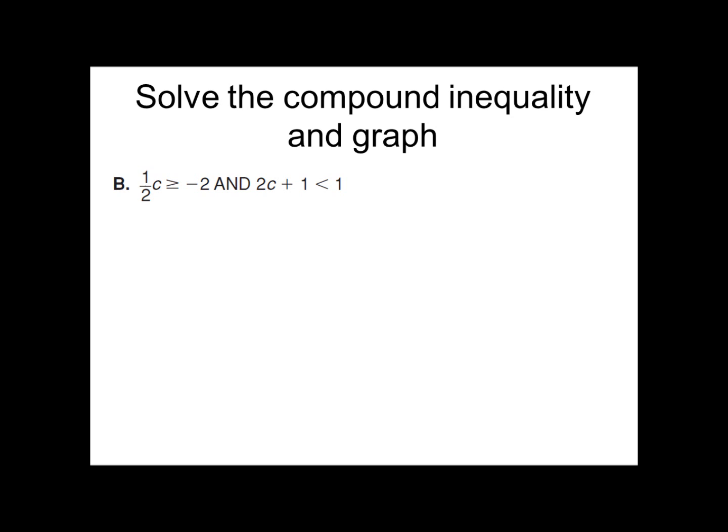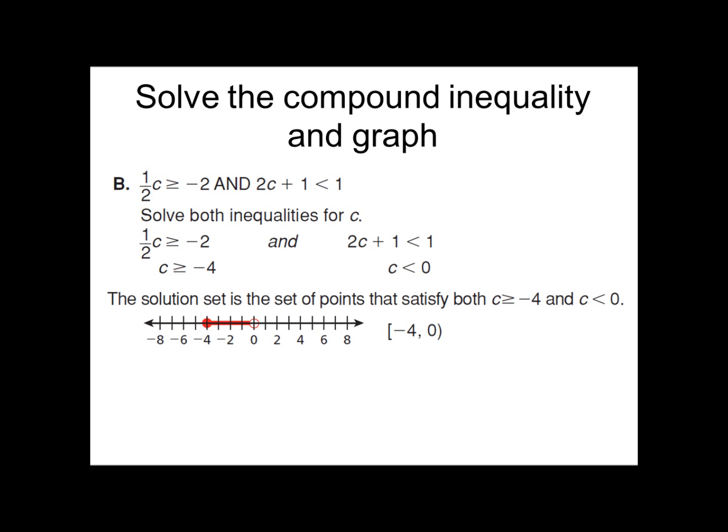Let's try a conjunction this time. Two inequalities, separated by the word and. We're still going to solve them separately. In the first one, we'll multiply by the 2 to get c is greater than or equal to -4. In the second inequality, we subtract over the 1 and divide by 2 and get c is less than 0.